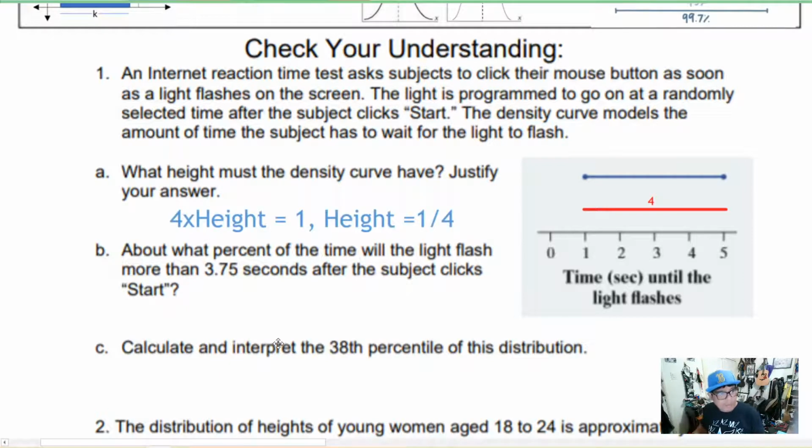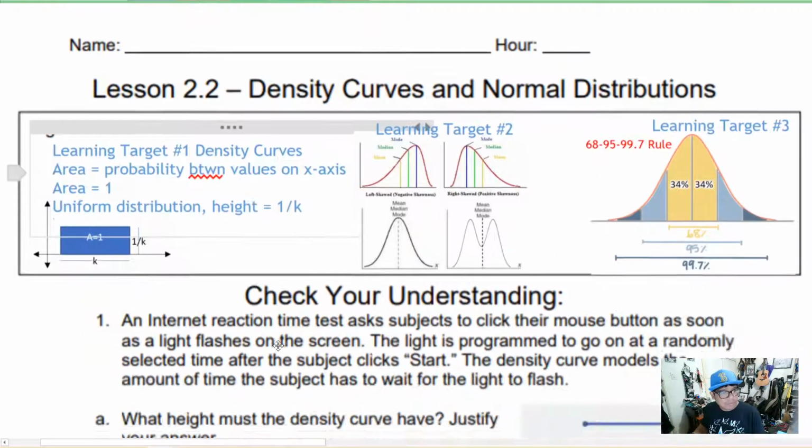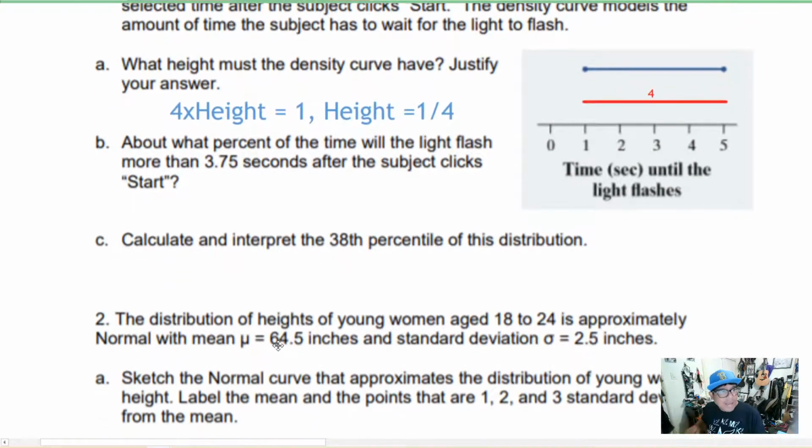How about number B? Sorry about that. About what percentage of the time will the light flash more than 3.75 seconds after the subject clicks start? So 3.75, let's figure out where that is on our density curve.